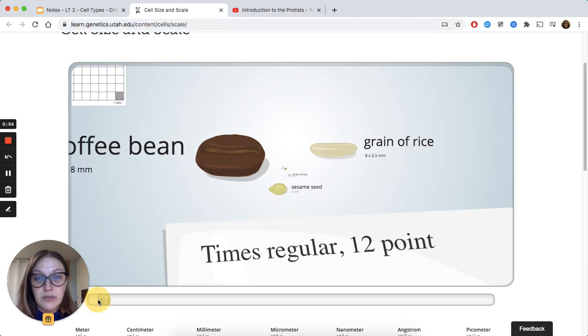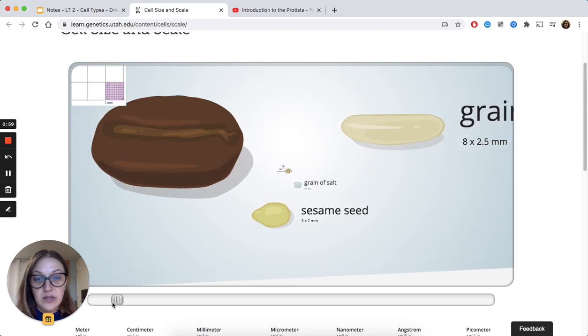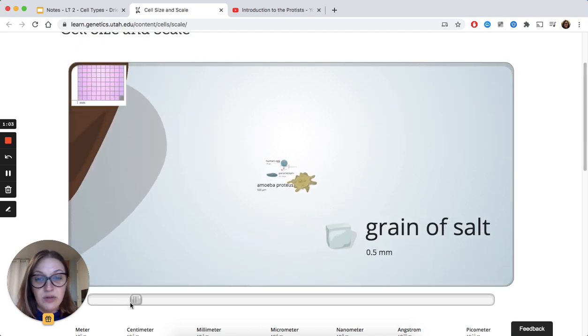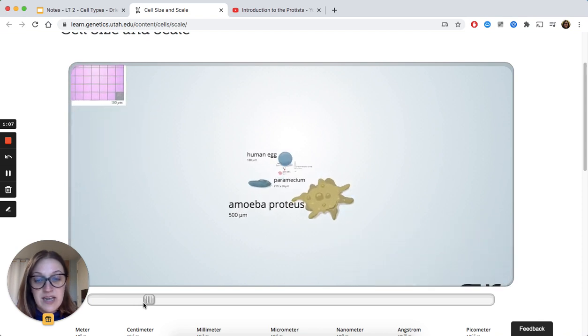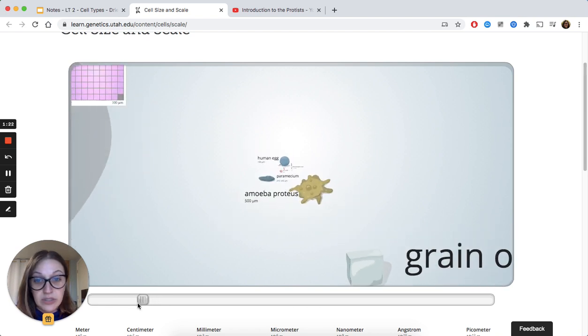And if we were to zoom in, you've got a coffee bean, you've got a grain of rice. And let's zoom in a little bit. So even smaller than a grain of salt is one of the larger types of cells that's out there, and that's called an amoeba. An amoeba is a type of cell that we will be learning about. It's a single-celled living organism. It is a protist, and it essentially itself is one living cell. And it's a pretty big living cell in comparison to other types of cells we will look at.